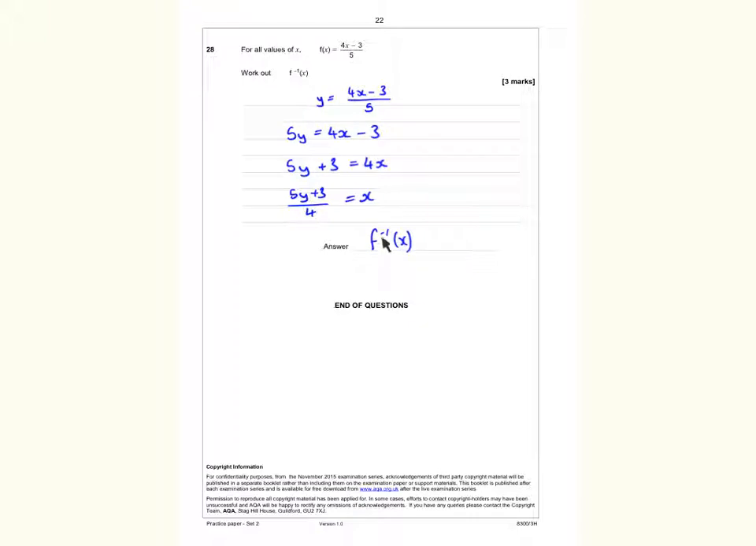Now functions are written in terms of x. So my function is this. When I know what the output is, I put it into here. And functions are written in terms of x, so I'm going to replace that y with an x now. Because it's a new function, I'm not going to call it f anymore, I'm going to call it f^-1. So this is going to be equal to 5x add 3 over 4. Okay, and that's our answer.